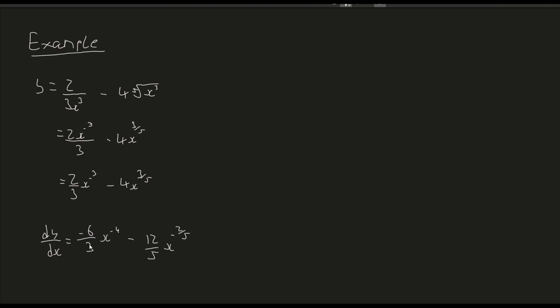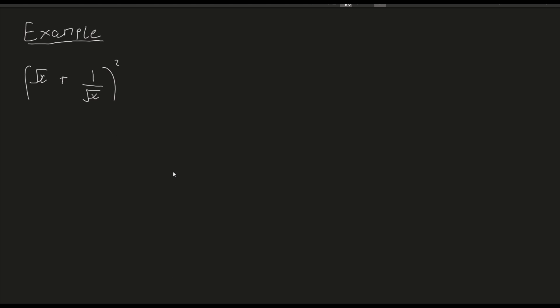So splitting it up like that, separating it out like that, makes this easier to evaluate. So now we have minus 6 over 3, which is simply 2, and that will be 2x to the minus 4, minus 12/5 can't be simplified, so we'll leave that as 12/5 x to the minus 2 over 5.